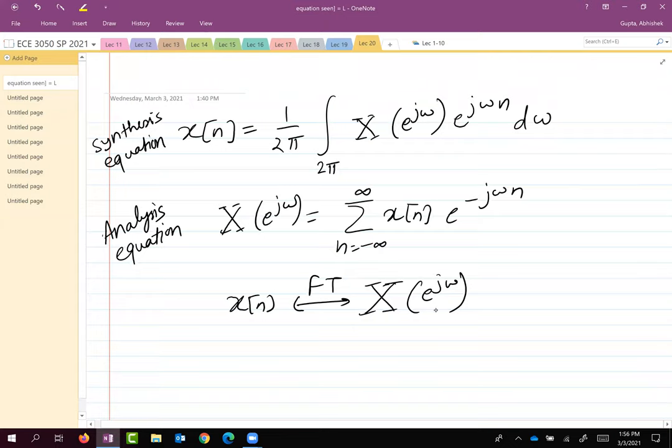X of e raised to j omega is known as the Fourier transform. And the opposite, going from capital X to small x, or going from the Fourier transform back to the time series, is called the inverse Fourier transform. This is for the discrete time system. What we are going to discuss today is that this Fourier transform for discrete time systems satisfies many properties that we have already studied in the context of continuous time signals. So there is quite a bit of similarity between the discrete time Fourier transform and the continuous time Fourier transform. We'll go over them carefully in today's lecture.